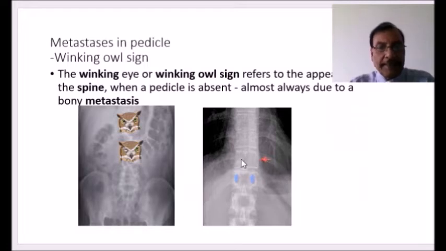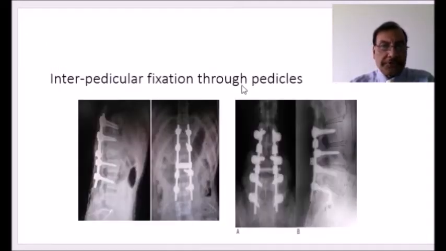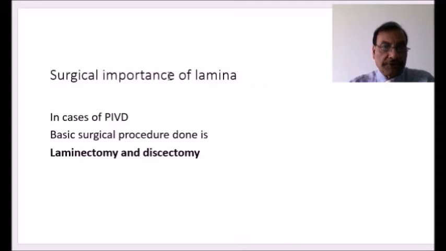Same here, closed. So the winking owl sign almost always refers to bony metastasis. Now the second importance is whenever we talk of fixation of the spine, the fixation nowadays is usually done by interpedicular fixation. A screw passes through the pedicle and goes to the vertebral body, and then they are connected by the rods. So this is interpedicular fixation.